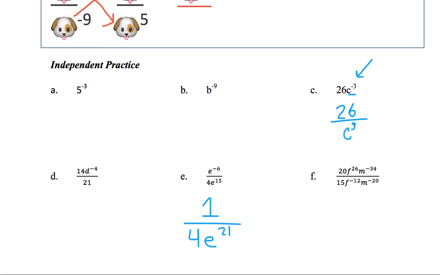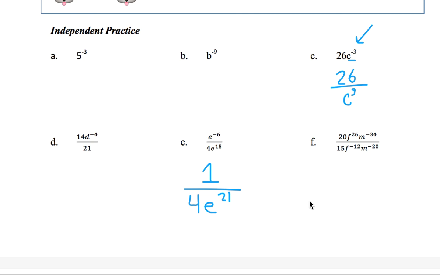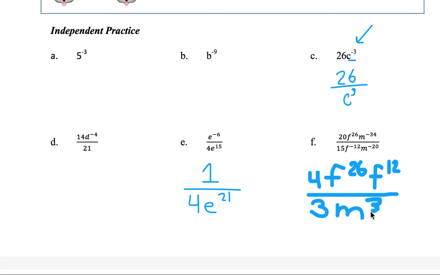All right, letter F. Here, what I recommend doing first when you have negative exponents is just first move them to the correct side. So 20 over 15 becomes 4/3. Now let's just move the exponents. So we have f to the 26. The f to the 12 is going to go to the top from the bottom. And then the m's, the monkeys, are going to change places. So this 34 is going to go to the bottom. And this negative 20 that was on the bottom is going to go to the top and become positive 20.